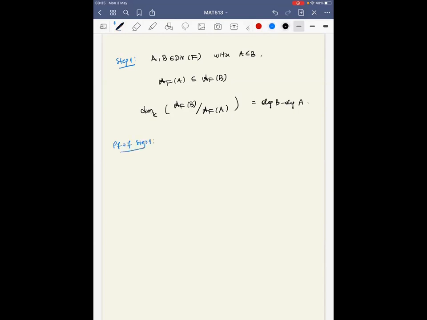Like in the proof of Lemma 1.4.8, first we suppose that B is of the form A plus P for some place P. By choosing a uniformizer, or prime element, for this fixed place P, let me denote it by T, we can write VP of B as VP of A plus 1, and let me denote the coefficient at the P component of this divisor by N.